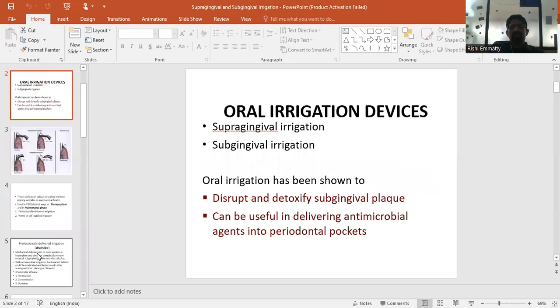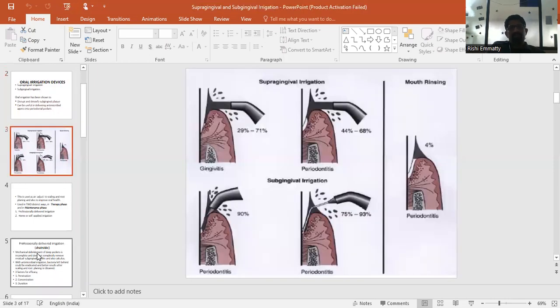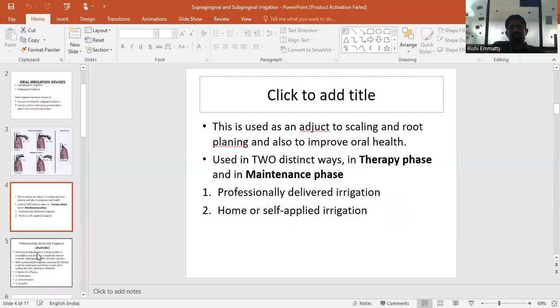So mainly supragingival and subgingival irrigation. It helps in disrupting and detoxifying subgingival plaque and can be used for delivering antimicrobial agents into the periodontal pockets. You can see the difference between supragingival irrigation and subgingival irrigation. The reduction in gingivitis is 29 to 71, 44 to 68. In subgingival periodontitis it is 75 to 93, and gingivitis it is 90%. But mouth rinsing only helps by 4%. So this is better than normal mouth rinsing.